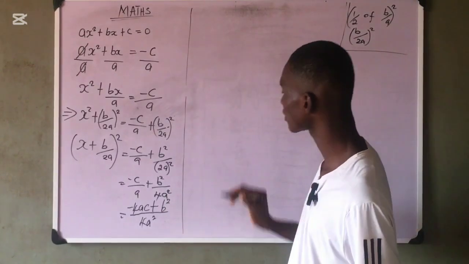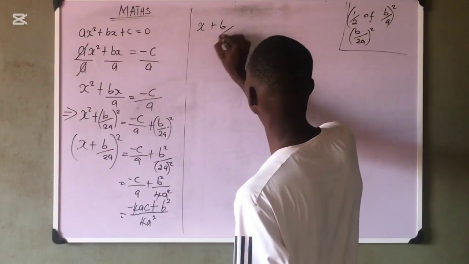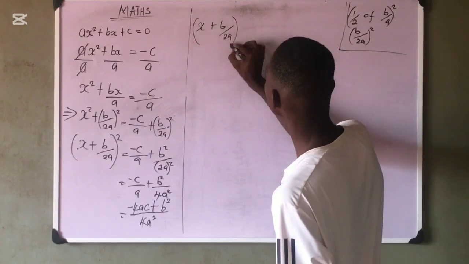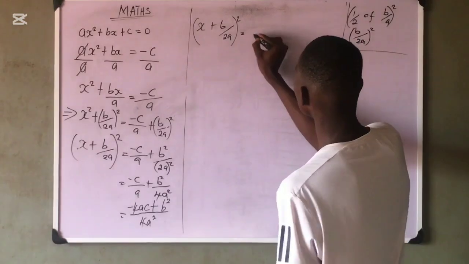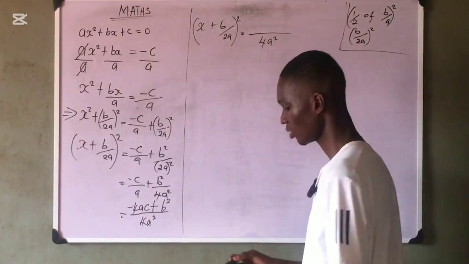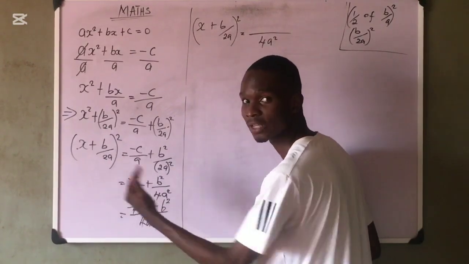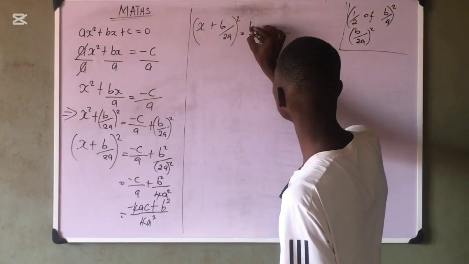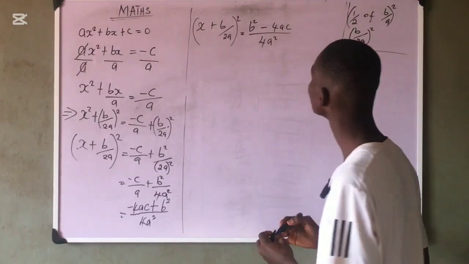At this point, I will still have my x plus b over 2a all squared equal to my denominator, still 4a squared. But it is not better to have a negative in front of a fraction, so I will rearrange. By rearranging, I will have b squared minus 4ac.